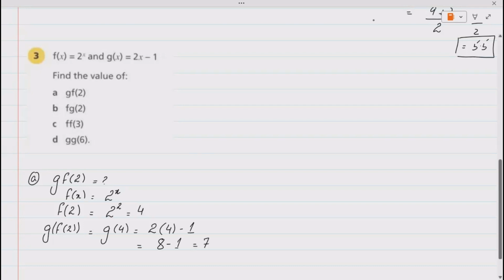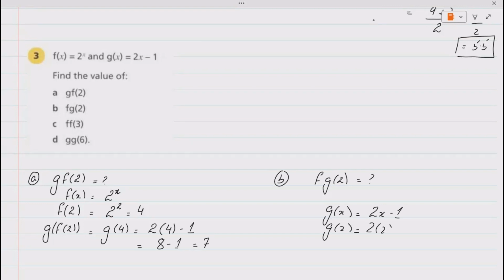Again easy. Part B again. So let's do part B as well. f of g of 2. So now we have to first find g of 2. g of x is 2x minus 1. So g of 2 is 2 into 2 minus 1, which is 3. So g of 2 is 3.